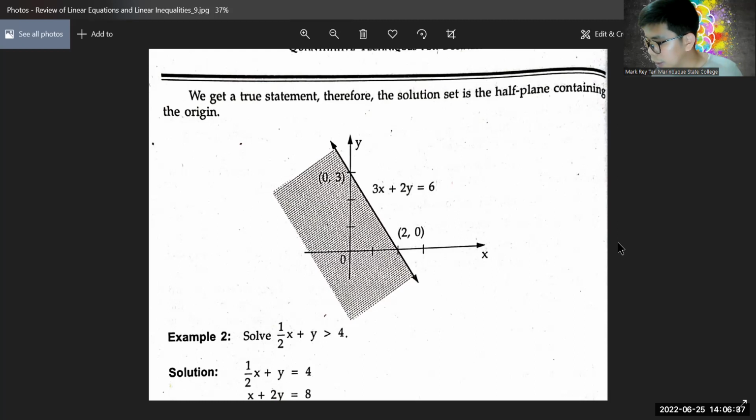At dahil yung ating inequality symbol is less than or equal to, nakikita niyo yung line niya, buo. Hindi siya dash line. Kasi kung sabihin natin less than, 0 is less than 6, which is true. So, dapat naka-dash line siya. Okay? So, yun guys, simple as that. Ganun lang yung pag-solve dito sa linear inequalities in two variables.